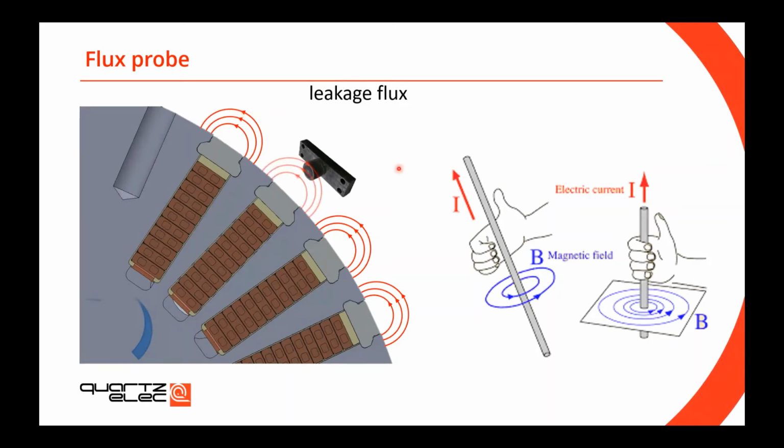Then think about it. If, for instance, this coil has shorted turns, that leakage flux will be much smaller than the other ones. If you compare the signal measured from that coil with shorted turns with the same coil on the opposite pole, you can then determine and pinpoint the location of the fault. So it's a powerful tool.